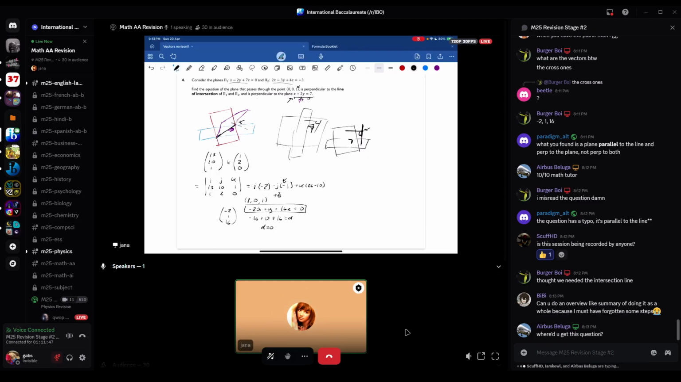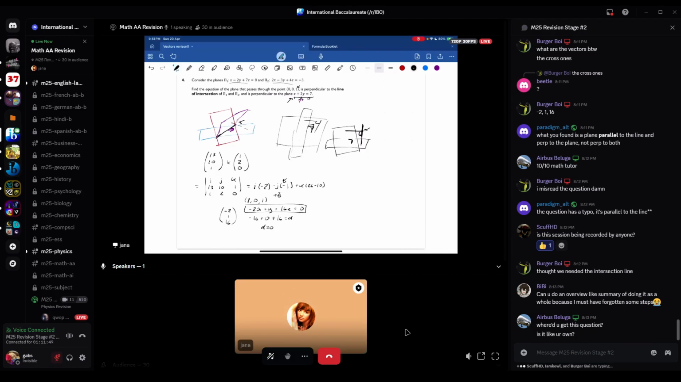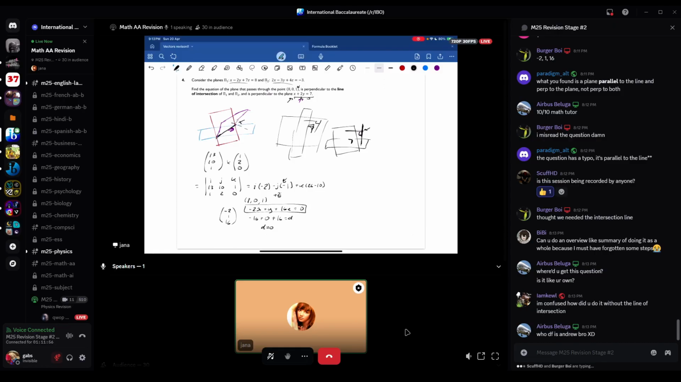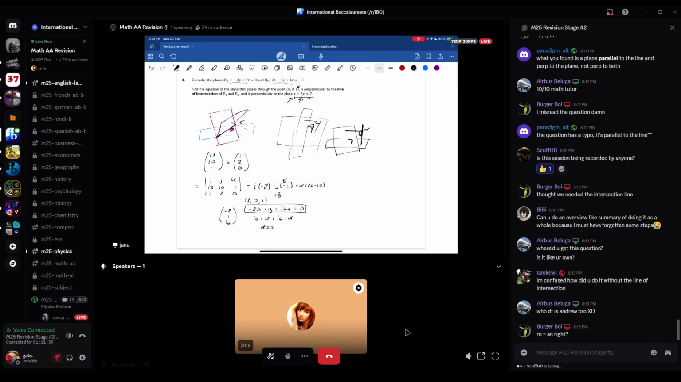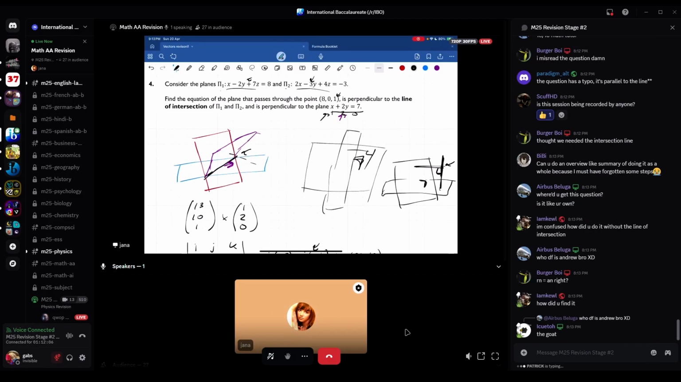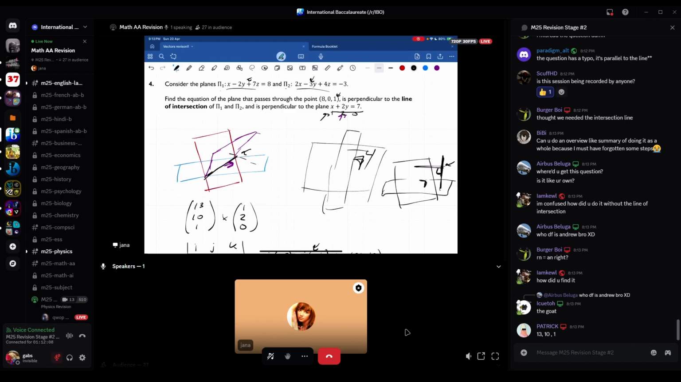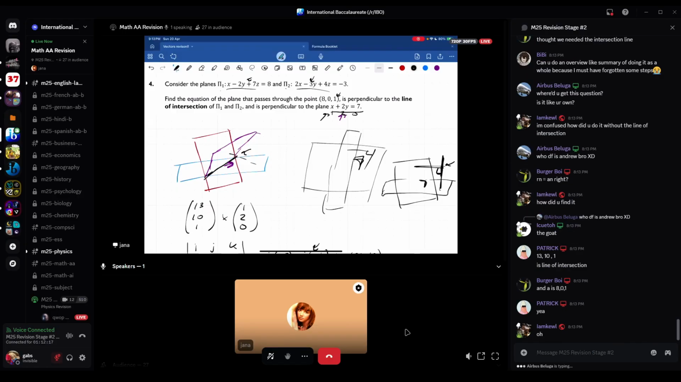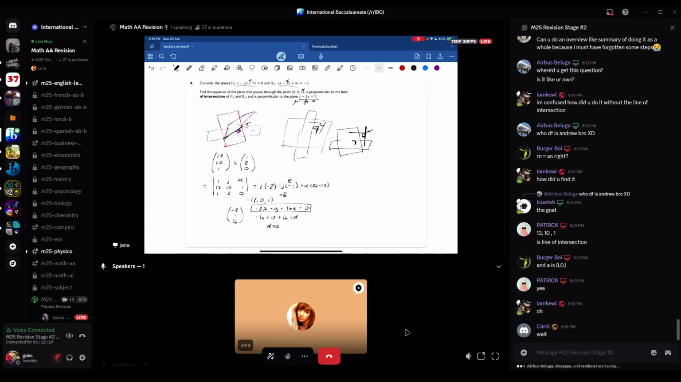From Andrew's vectors unit test. You can find it on Andrew's website. I didn't do it without the line of intersection. The direction of the line of intersection is this normal crossed with this normal. Patrick, that's the direction of the line of intersection. Yes. Yep, yep, yep.